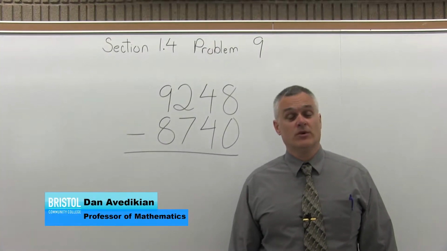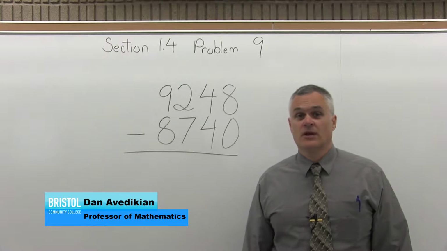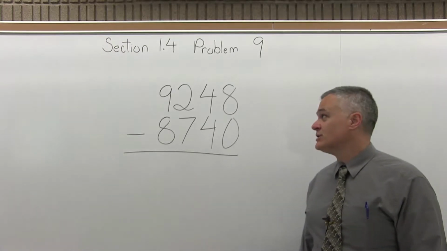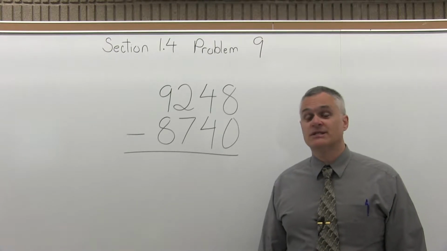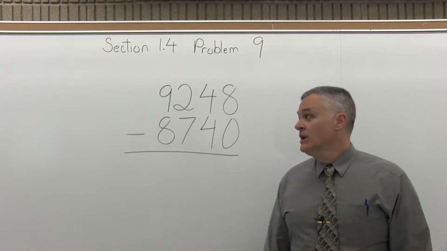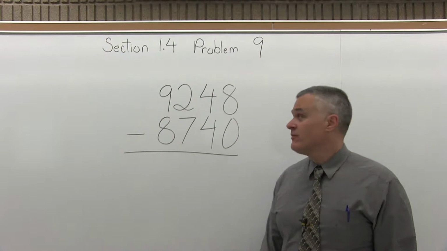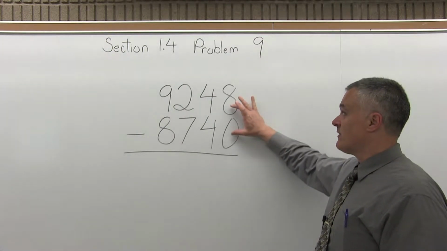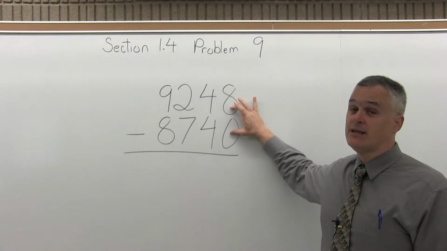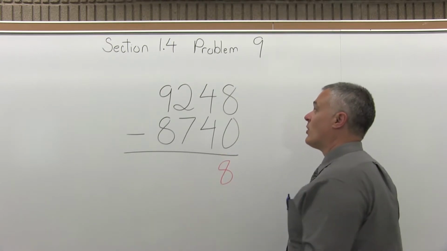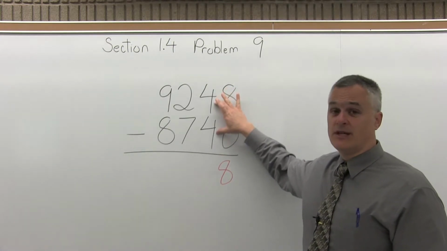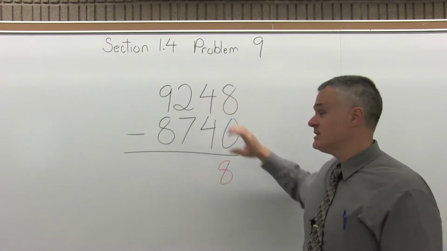This is Section 1.4, Problem 9. We have 9,248 minus 8,740. So it's lined up fairly well. We can start subtracting, go to the far right column of digits, and I will subtract 8 minus 0, which is 8. Then I go over one column of digits to the left, and then I have 4 minus 4, which is 0.